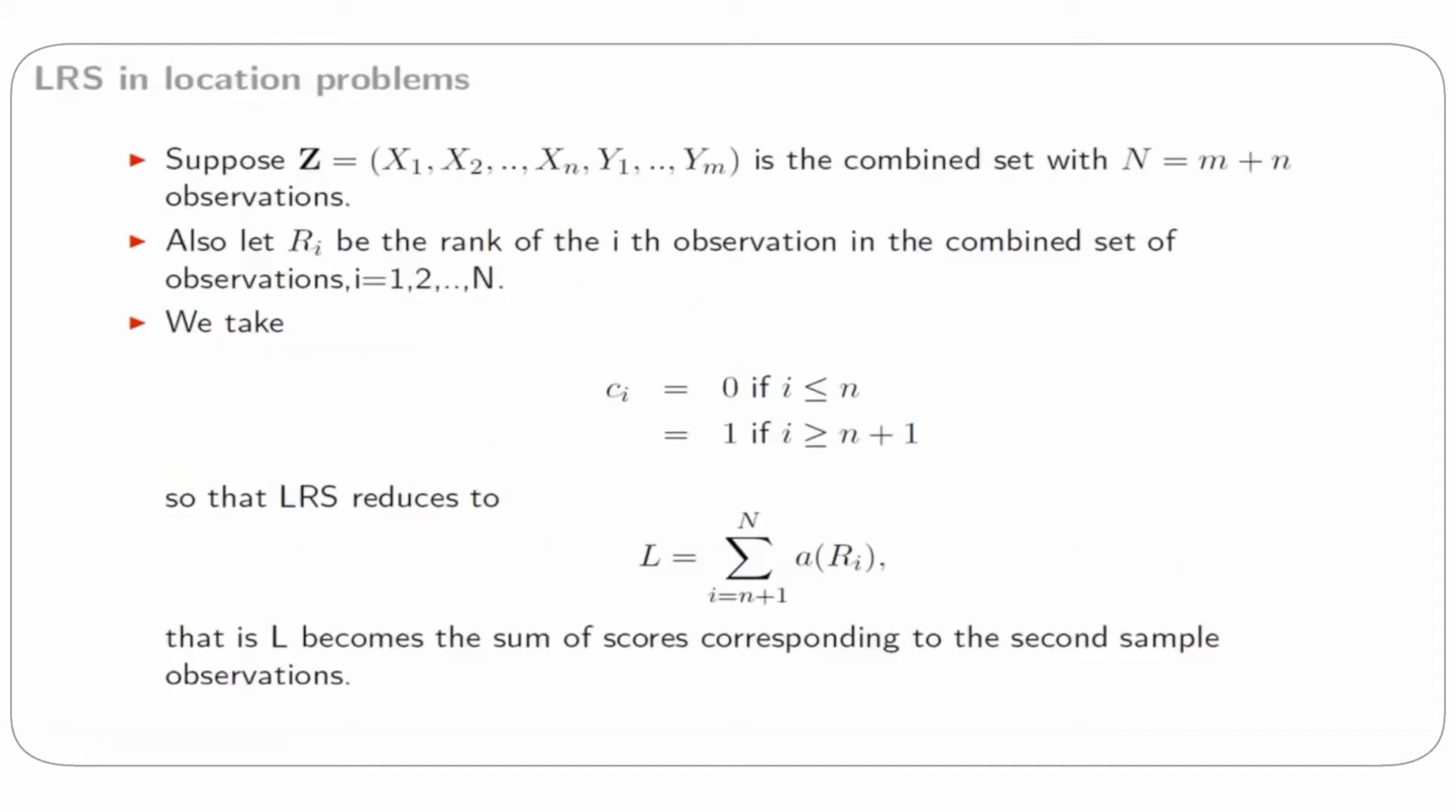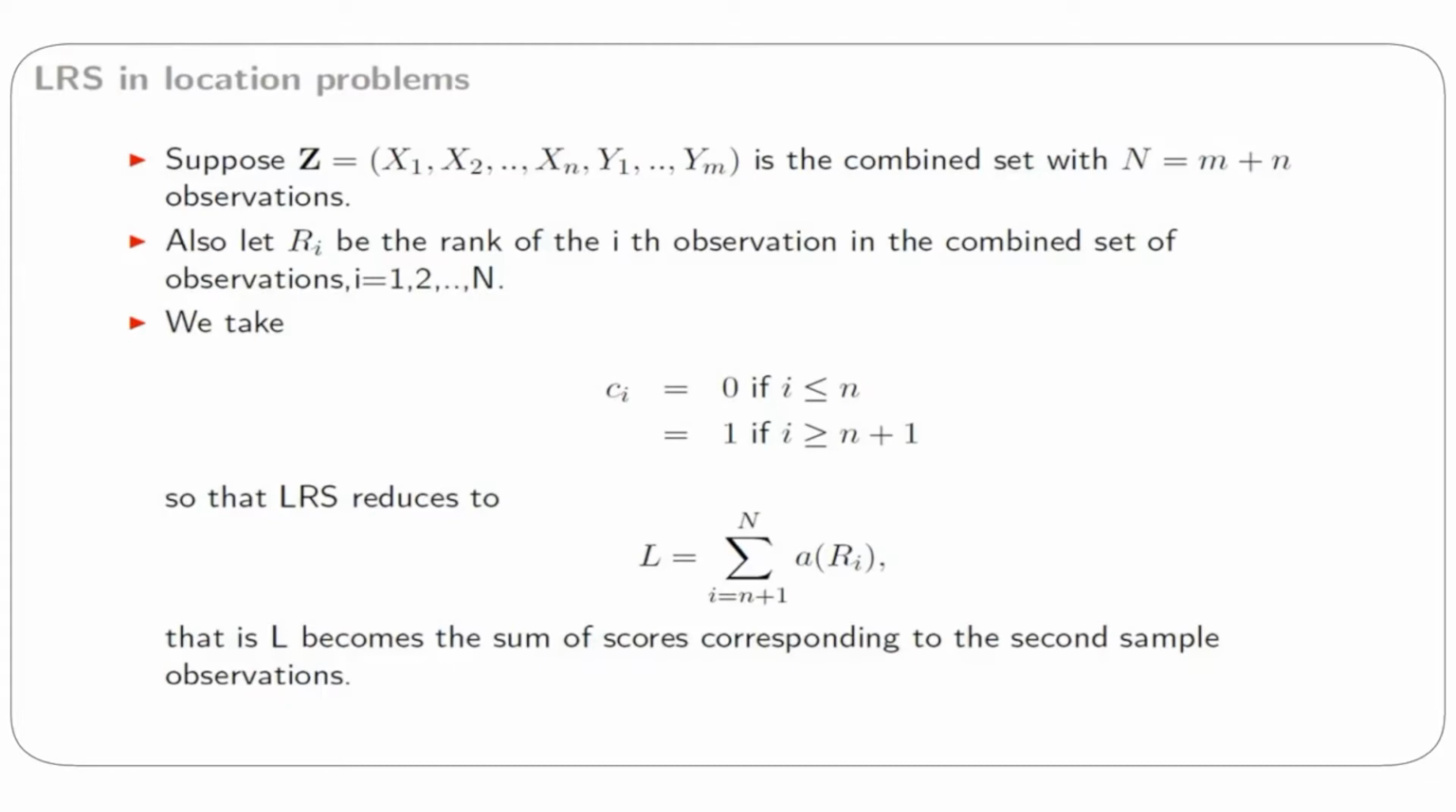Suppose Z is a combined set of observations, that is the set of observations comprising X1, X2, ..., Xn and Y1, Y2, ..., Ym, and we have in all capital N equal to small m plus small n observations in the combined sample. Let R_i be the rank of the ith observation in the combined set of observations, and we take C_i as 0 if i is less than or equal to small n and 1 if i is greater than or equal to n plus 1. So C_i can be interpreted as population indicators, that is C_i equal to 1 means we have representation from the second population, and C_i equal to 0 means we have no representation from the first population.